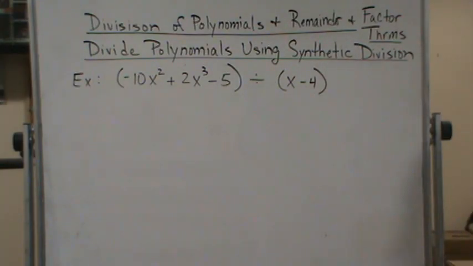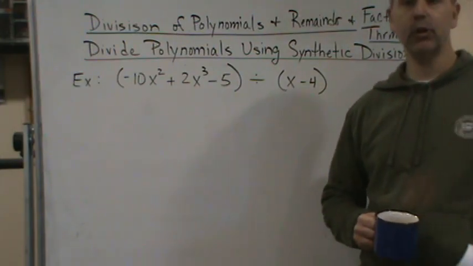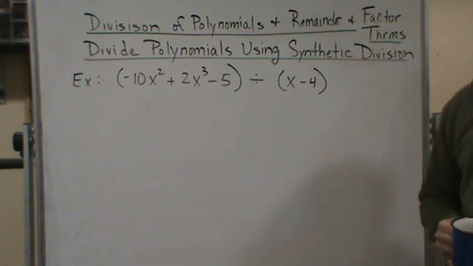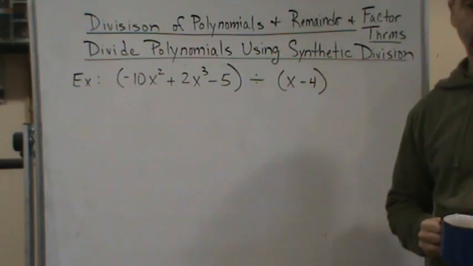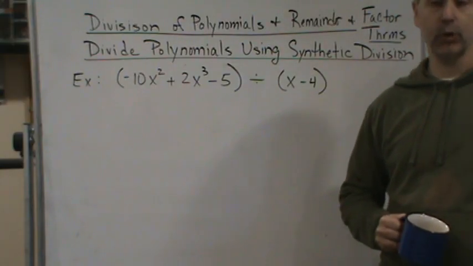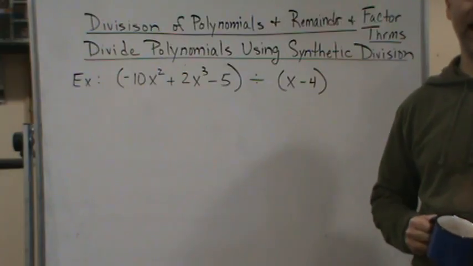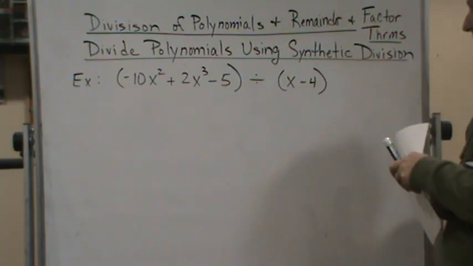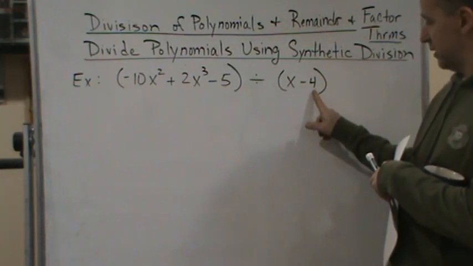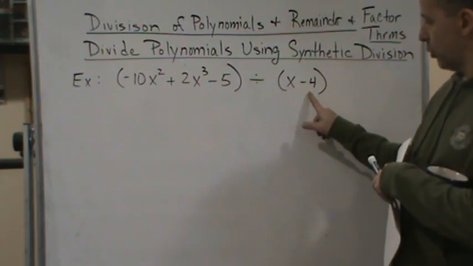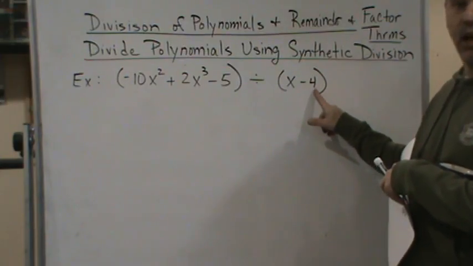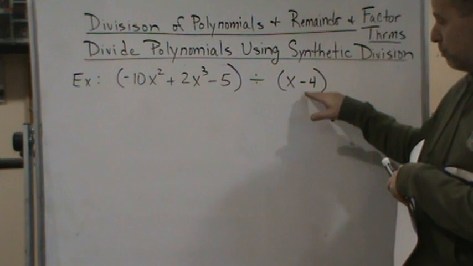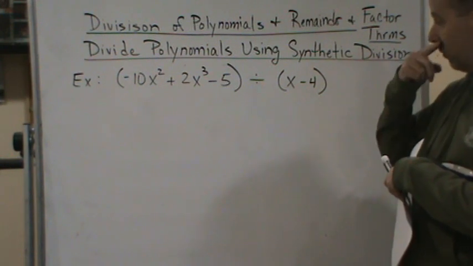Now, one thing I have to say is this only works if you're dividing by a binomial with a degree of 1. Your divisor has to be a binomial of the form x minus c, where c is some real number. In this example, your c is 4. But this would also work if you had x plus 4, because in that case your c value would be negative 4, because it's always of the form x minus c. So don't forget that.